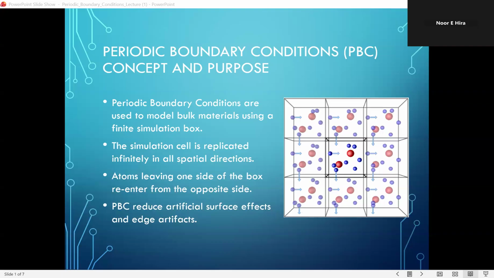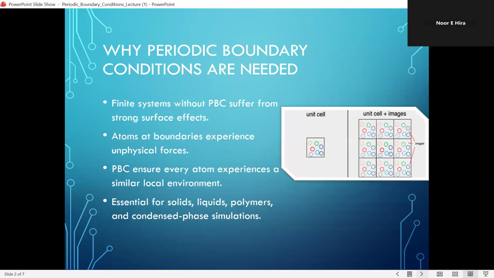What you will learn after this is the concept of boundary condition and the purpose of it. The concept is developed to mimic the bulk behavior. Instead, we simulate a small box, because in reality we have infinite material. And the purpose is also to discuss the problems you face with periodic boundary conditions.